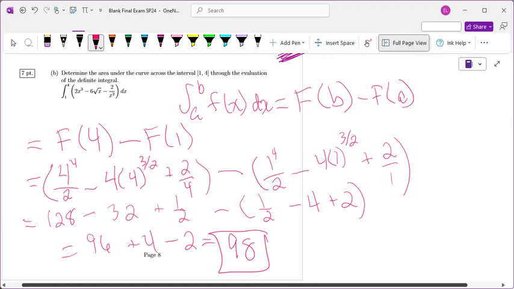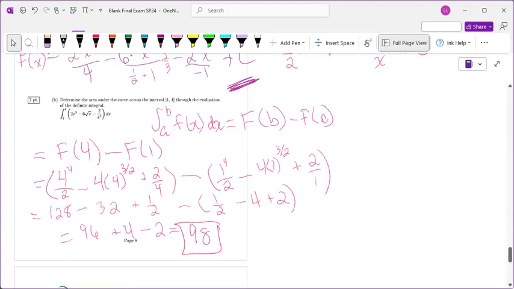But if you get some ugly decimal, that's fine. Just write me a couple of the decimal places and I'll be good. But this whole f of B minus f of A, you're gonna have to do that over and over again for like the first 2/3 of Cal 2.